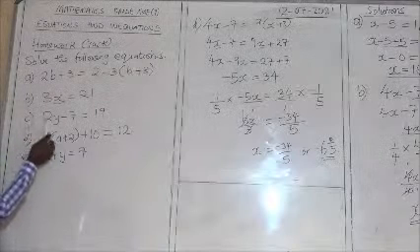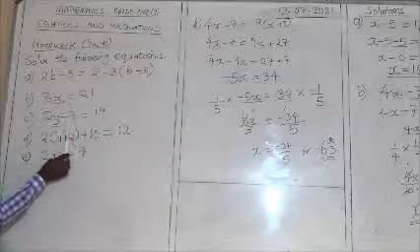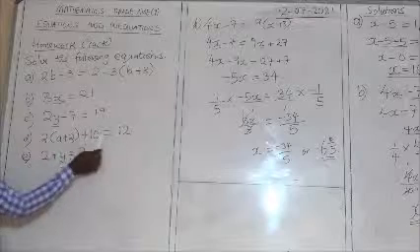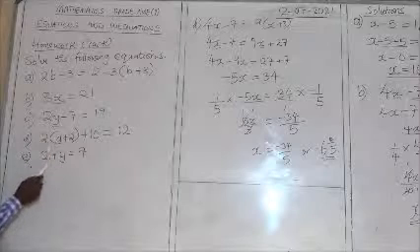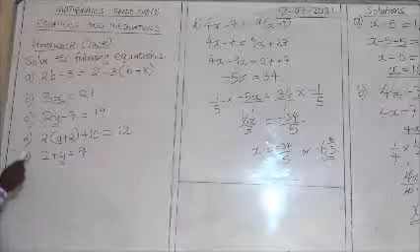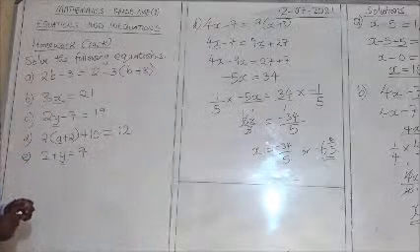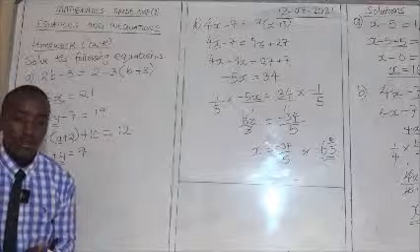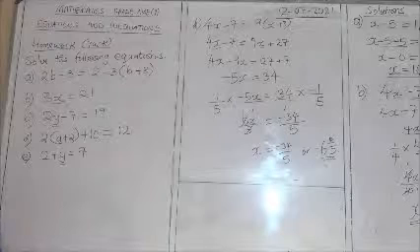For D, you have 2 multiplied by a plus 2, then plus 10 is equal to 12. So the variable is a. In short, we are saying calculate the value of a. Then in part E, the variable is this y, so calculate the value of y. These are the questions which I want you to work on. Just stay tuned for the next sessions. Enjoy your day and stay safe.